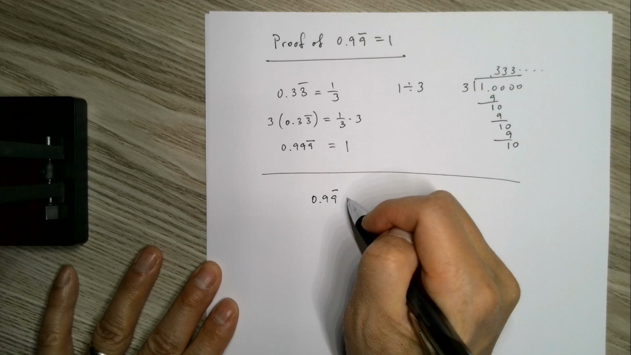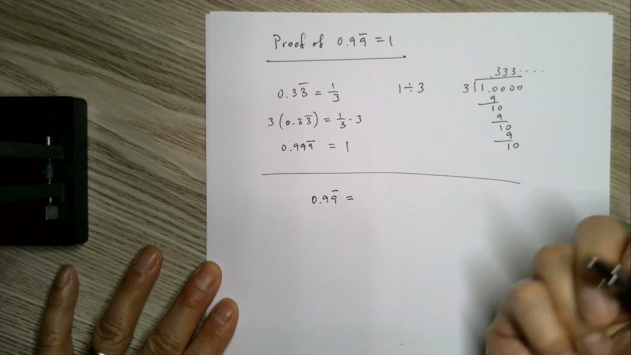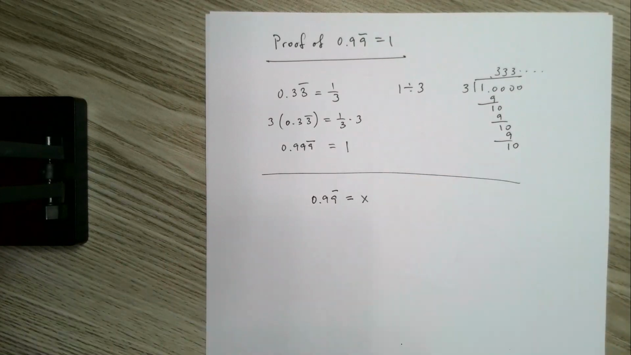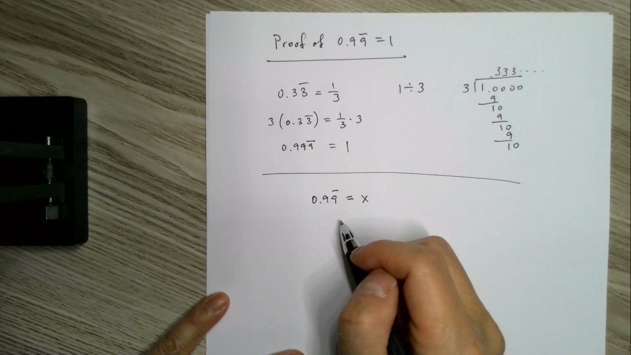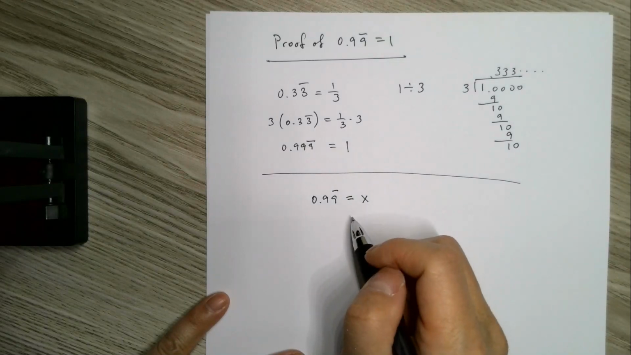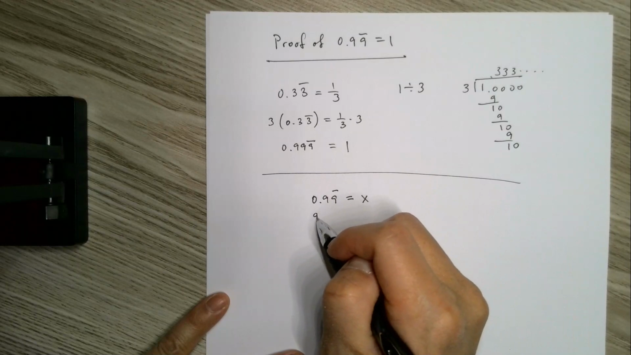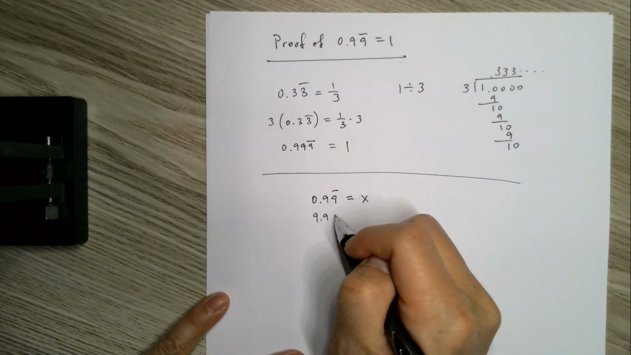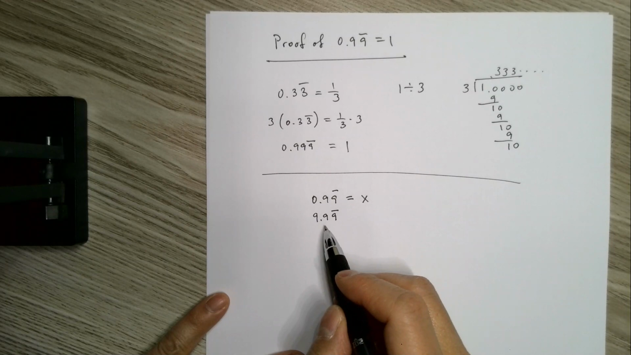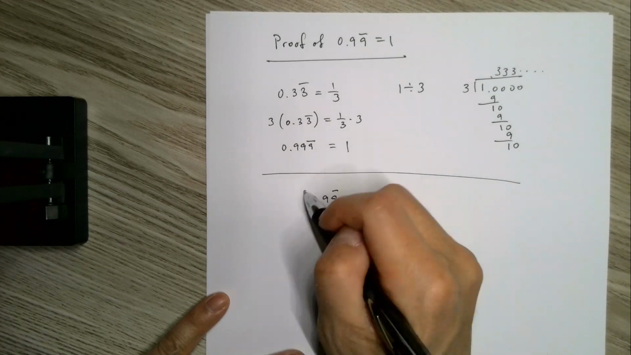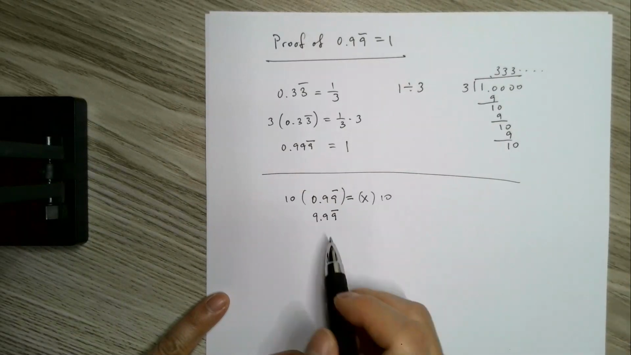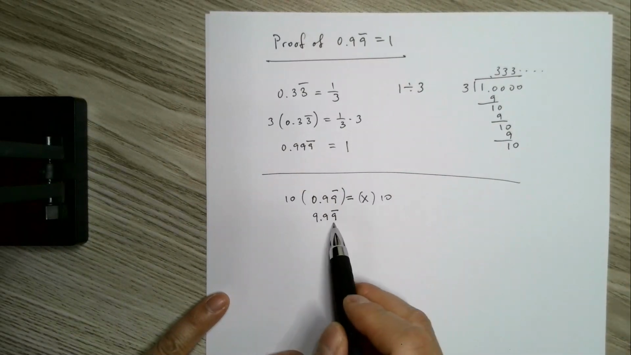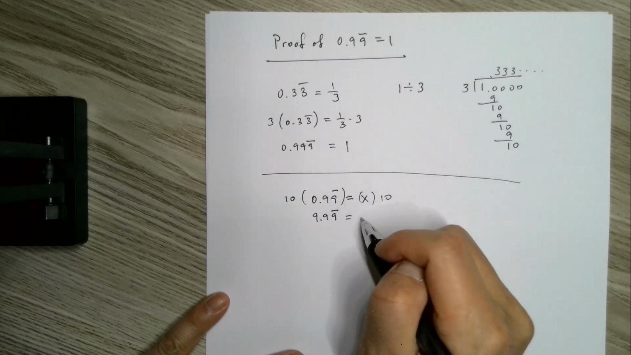So I'm going to start with the equation that 0.9 repeating equals x, because I don't know what it equals yet. And then I will multiply both sides of this equation by 10. So that changes that to, here, I'm going to actually write the 10 so we know where that came from. So I multiply both sides by 10, and we get this on the left, and we get 10x on the right.